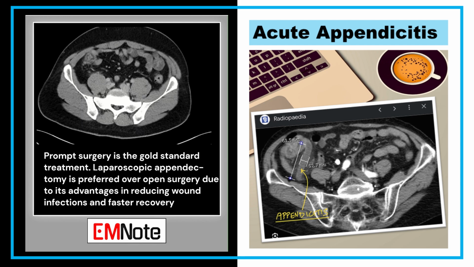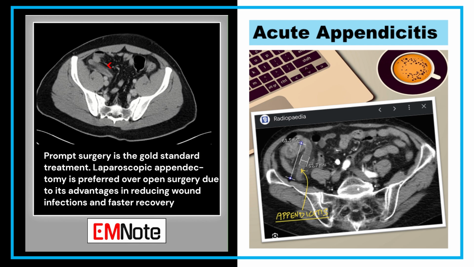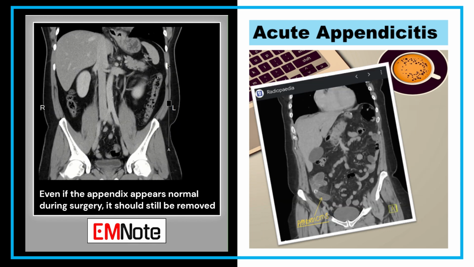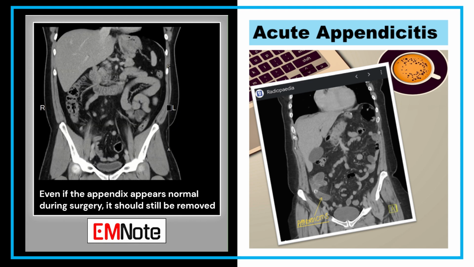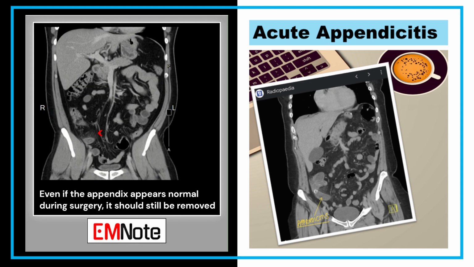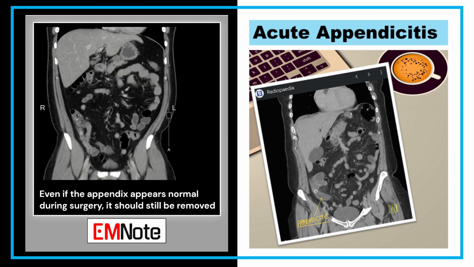Laparoscopic appendectomy is preferred over open surgery due to its advantages in reducing wound infections and promoting faster recovery. It is essential to emphasize that even if the appendix appears normal during surgery, it should still be removed to prevent future diagnostic confusion with conditions like Crohn's disease.